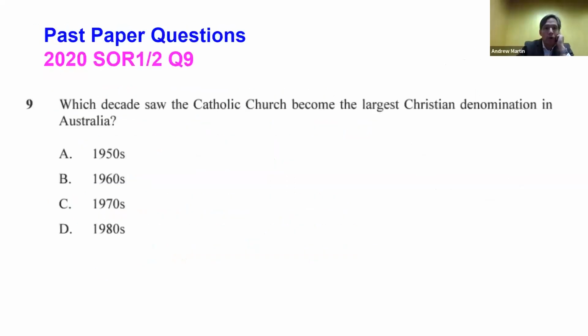All right, so what does all of that look like in terms of past papers? Which decade? Here's my technique. If you've watched other masterclasses, this is how I like to teach to do multiple choice. Underline key terms. So Catholic Church, largest Christian denomination. Wasn't in the 50s or the 60s. We know it was in the 70s. So you put a little diagonal cross through those options. Circle the correct one. Mark it on the answer sheet. Move on.